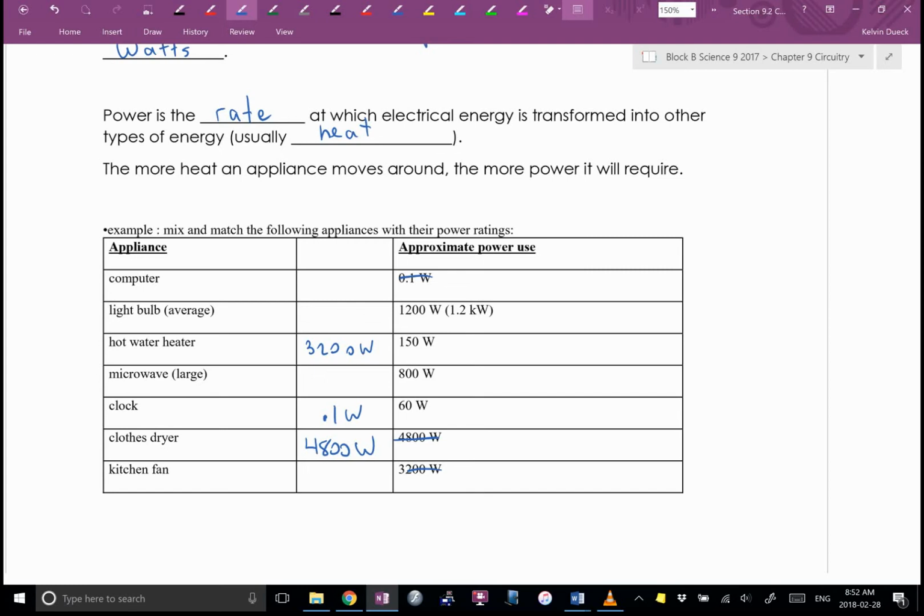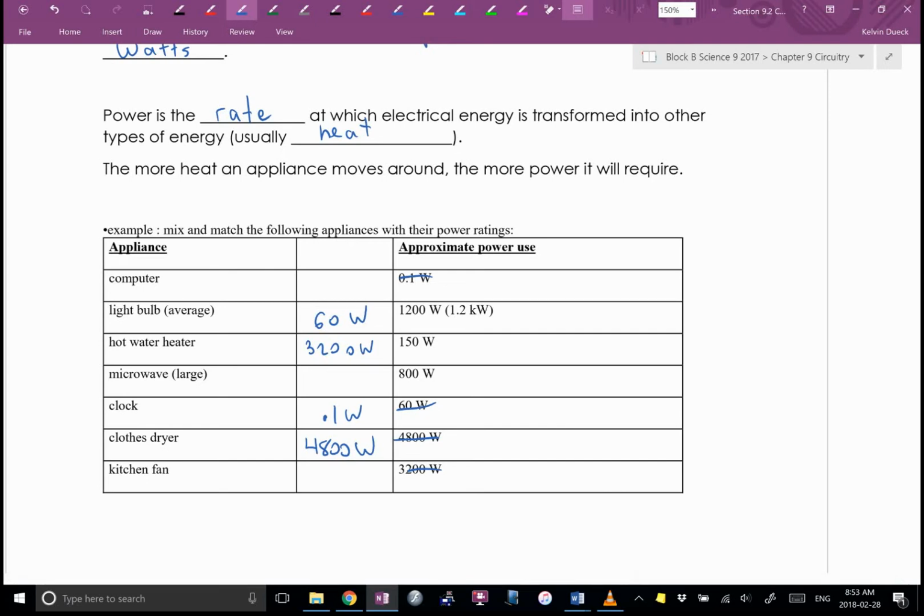Okay. One of these I know, because I've changed light bulbs. What's the wattage on a standard light bulb? Have you ever replaced a bulb? Yeah, most of them are 60-watt bulbs. 100-watt bulbs are a little bright. Most of the ones in your house are 60-watt bulbs. So next to light bulb average, I'll do that. And that leaves us with 3 more.